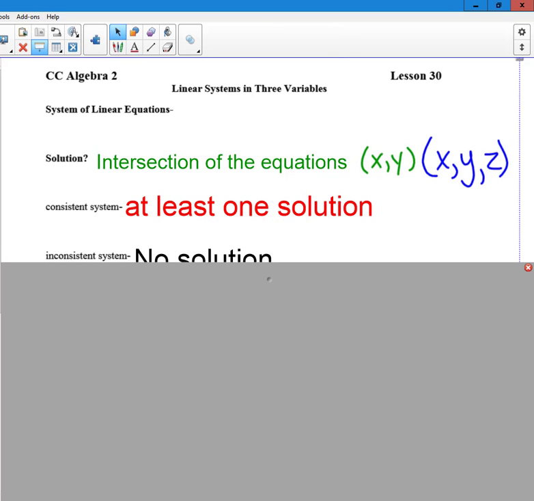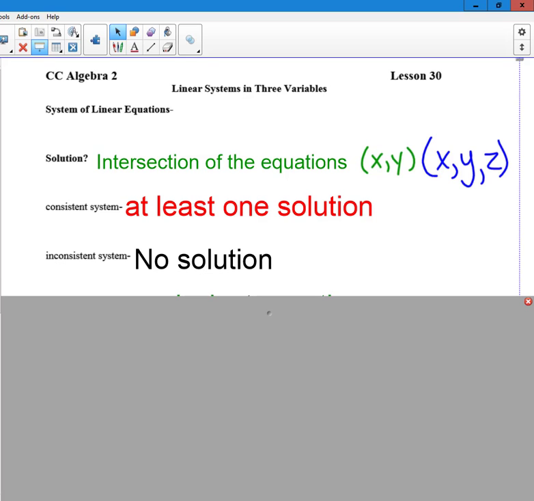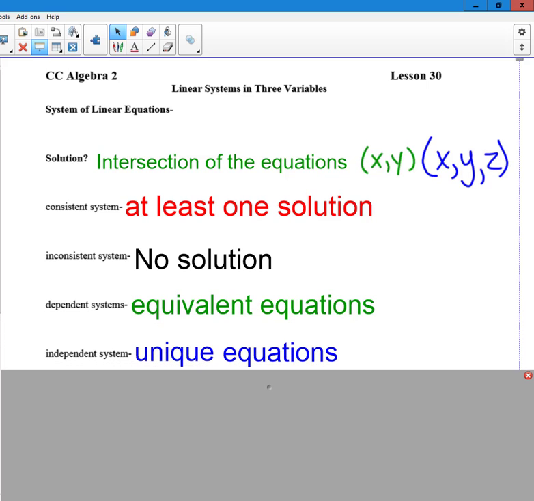If you have a consistent system, that means there's at least one solution. And inconsistent means there's no solution. Just so you are aware, a consistent system could have all solutions, so it is possible that that's something as well. And then we have dependent and independent systems. If they are dependent, that means they're equivalent equations, essentially the same. And then independent systems mean that you have unique equations.